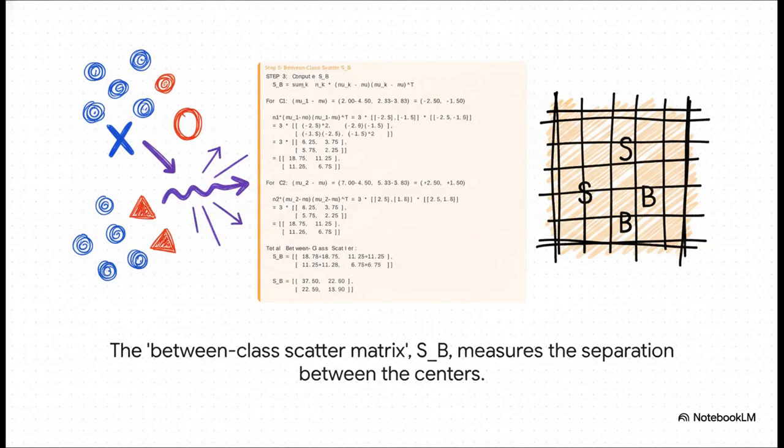And of course, if we have a matrix to describe the spread within the classes, it only makes sense we'd have one to describe the separation between them, right? And that's the between-class scatter matrix, S sub B. This one captures the distance between the two class centers. It's the mathematical version of our goal to push those groups far, far apart.